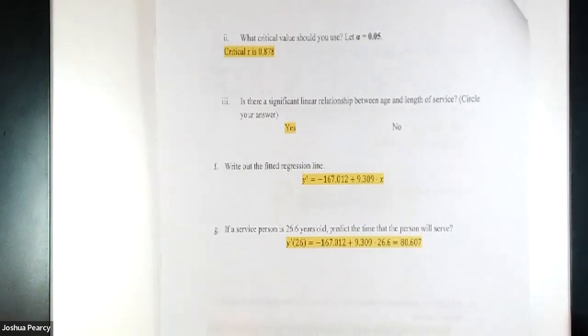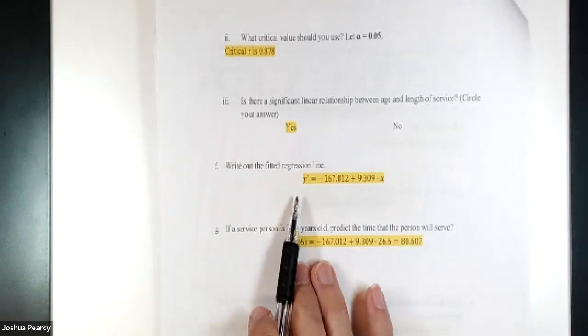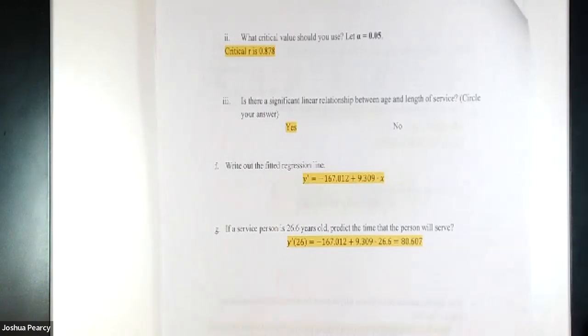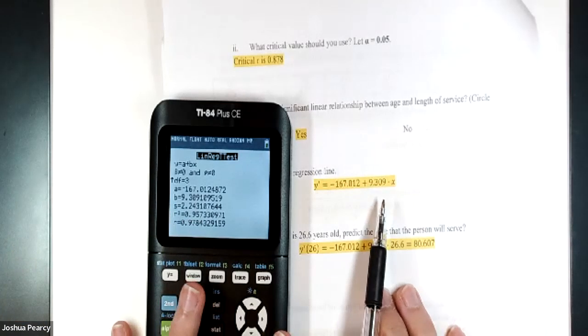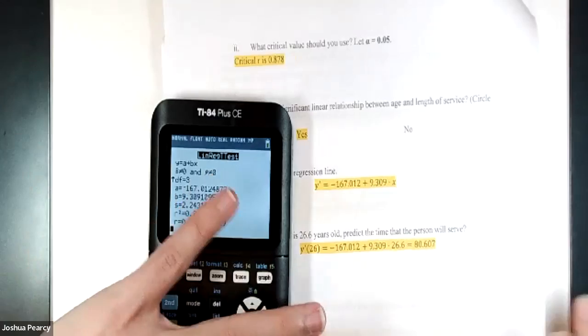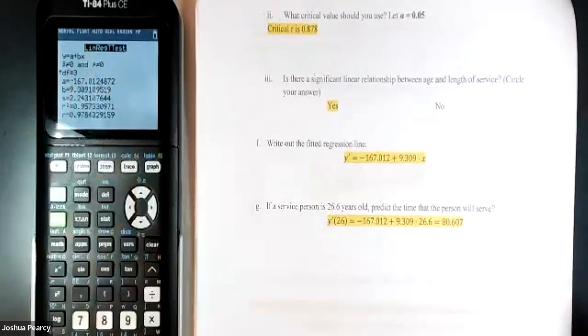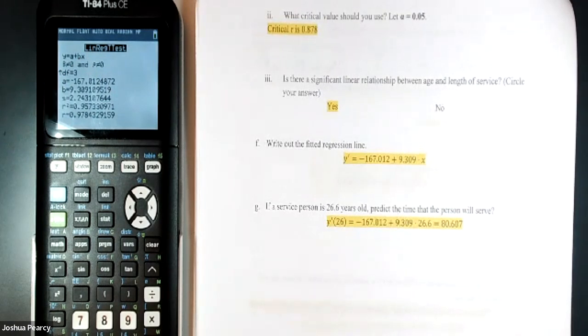Yes, there is. Therefore, you need to write out the fitted regression line using the calculator. So all you do is look at what A and B are, and you write it out. Usually do it to 3 decimal places. If a service person is 26.6 years old, predict the time that the person will serve. So all you do is plug in x 26.6 into the equation, and you get 80.607. Everyone okay with that? Great.